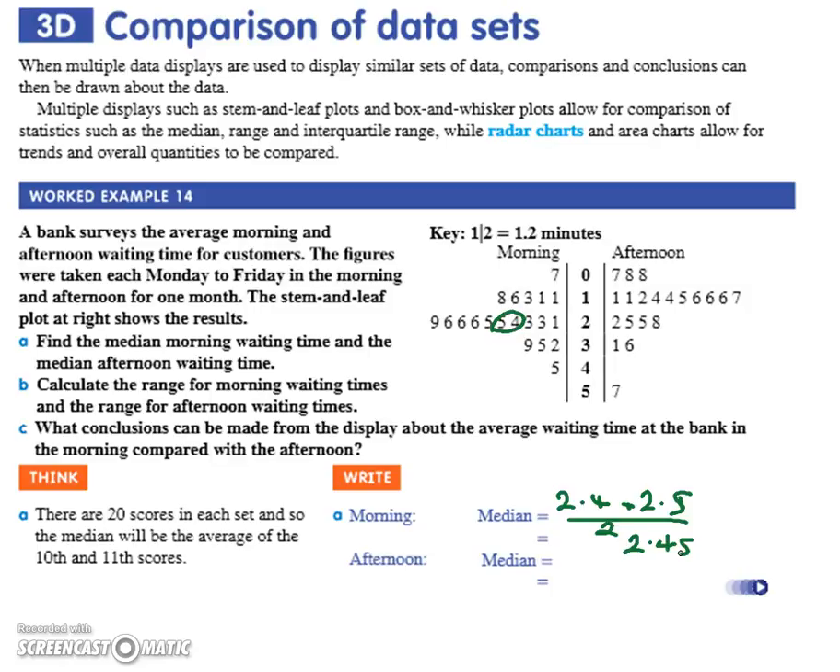Okay, now the afternoon. Kirby, the middle ones are the 10th and the 11th. Oh, they're annoying when they do that. Okay, on the second one, the 10th and the 11th are right there. And they both happen to be the same, which makes our life a lot easier. So because they're the same, I can just write it straight down.